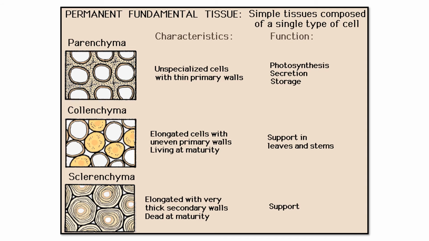Already we saw. Collenchyma. Only the corners are thickened, so they are rigid. Elongated cells with uneven primary walls, living at maturity, support in leaves and stems. Then sclerenchyma, mostly for support, elongated with very thick secondary walls, dead at maturity.